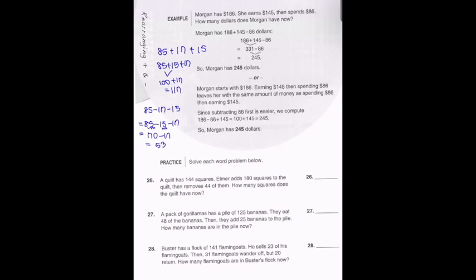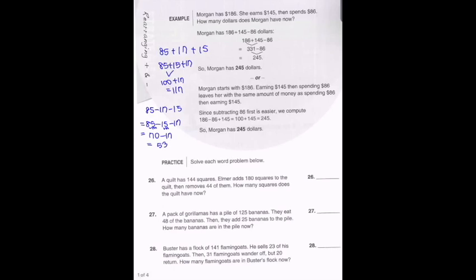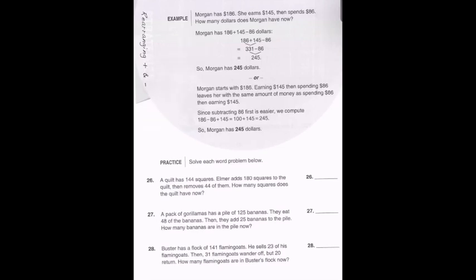And so we'll go over our first example problem. The example says, Morgan has $186, and she earns $145 and then spends $86. How many dollars does she have now? So she starts with 186, then she's going to earn 145, so we add, and then she's going to spend 86. Now we can do 186 plus 145 first, and then subtract 86, but an easier way to do this is by rearranging.